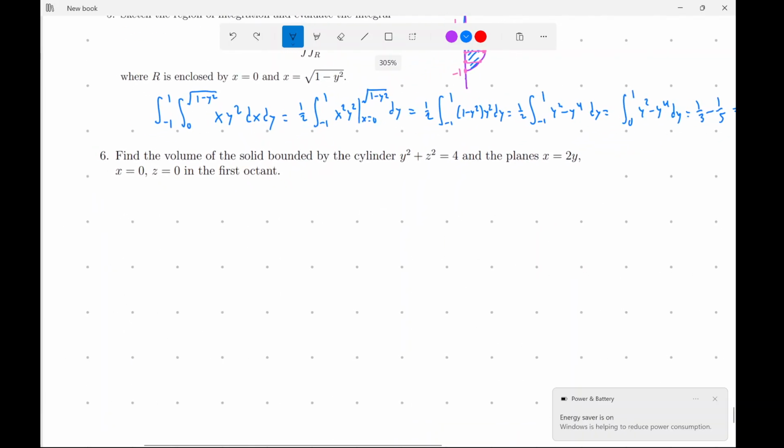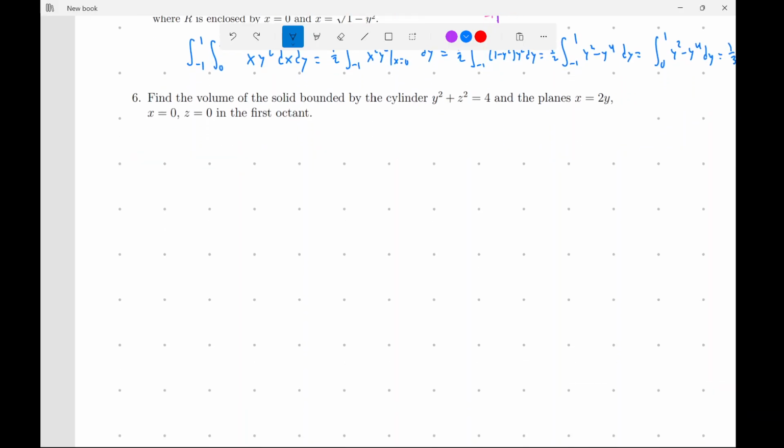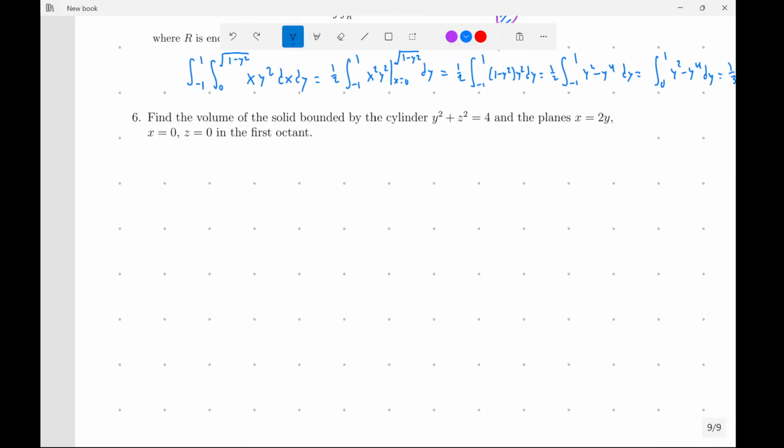So we need to find the volume of the solid bounded by the cylinder y squared plus z squared equals 4, and these planes in the first octant. Okay, this is going to stretch my drawing ability. So I'm going to start by drawing the region of the xy plane. That's always a good starting strategy. I'm going to draw the line y is equal to 1/2 x, which is this line here.